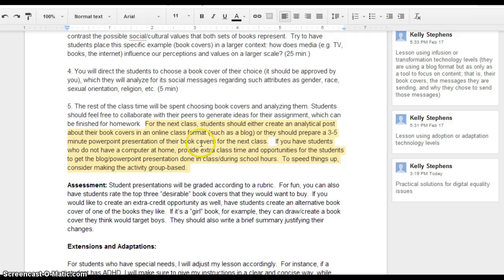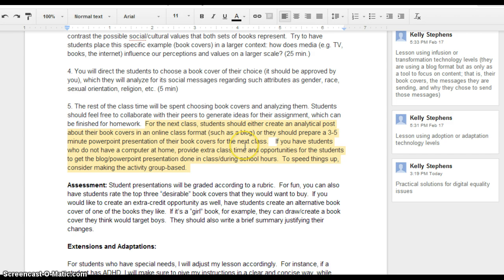And you can pretty much choose 2 ways to do this. One of them is, if you have an online class format, like a blog, I'd really encourage having students do a blog post. It'll organize their ideas and they have to be persuasive in a written format.